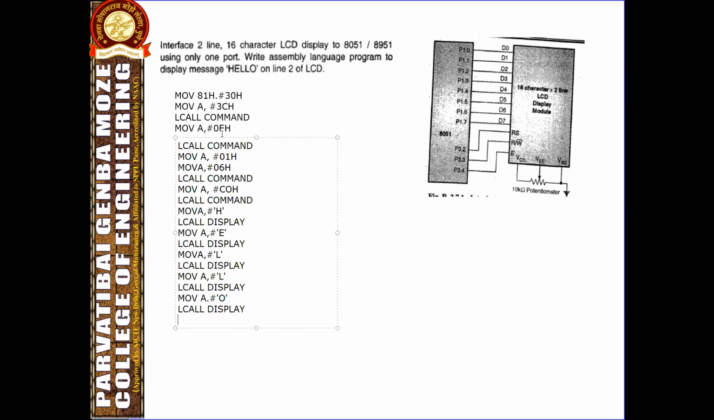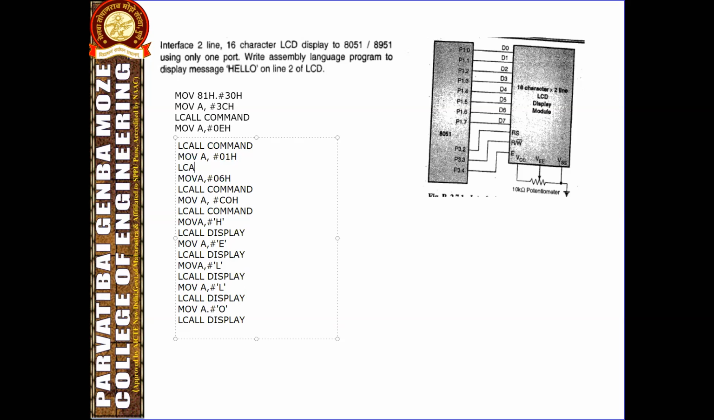cursor on by writing this hex code 0EH. Then after that we have to LCALL command, and after that we clear the display by writing the code 01H. After that, here also we have to call command LCALL. For each instruction the LCALL command should be there. Then after that, we have to shift our cursor for displaying purpose.